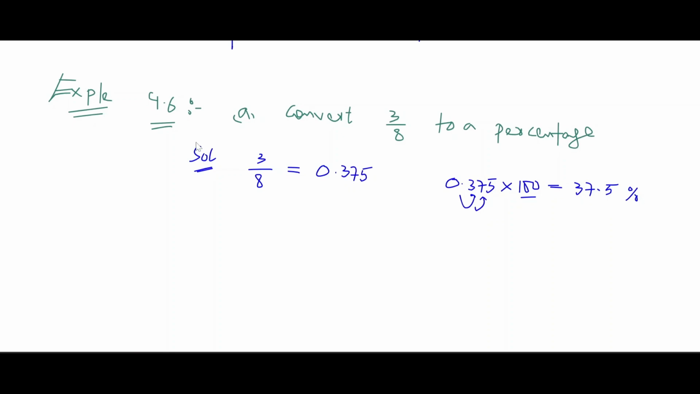So basically 3 by 8 is 37.5%. So it's 37.5 out of 100. Before, it was difficult to see what it represents out of 100, but now it's understandable. It's 37.5 out of 100. So 3 by 8 and 37.5% are equivalent.